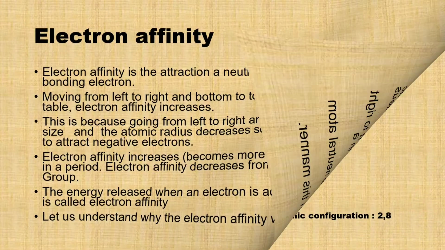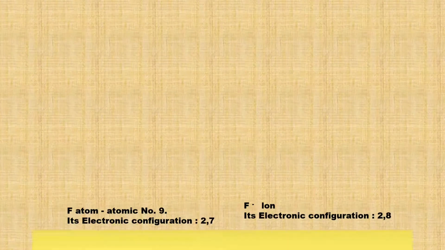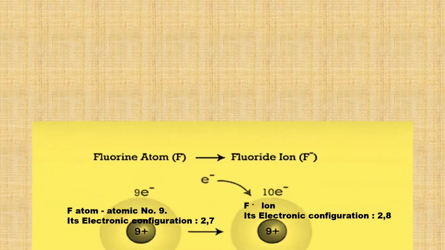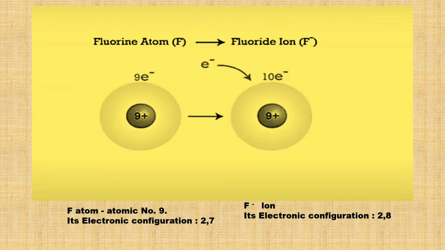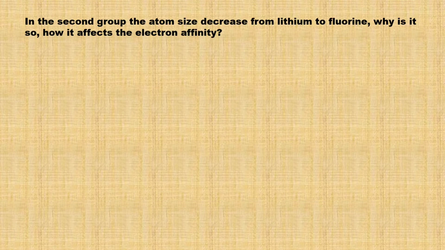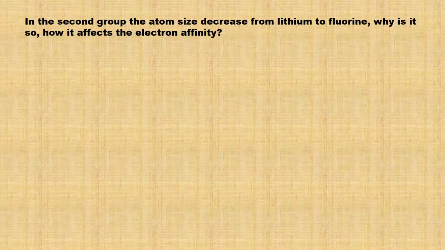Now let's go with another example here. A fluorine atom gets one electron added to it. You can see its atomic number is 9 and its configuration is 2,7, which means its outermost shell contains 7 electrons. When it gets one electron added to it, it gets the configuration of neon, which is the most stable configuration. So by getting this electron, it releases energy, and that energy is termed as electron affinity.